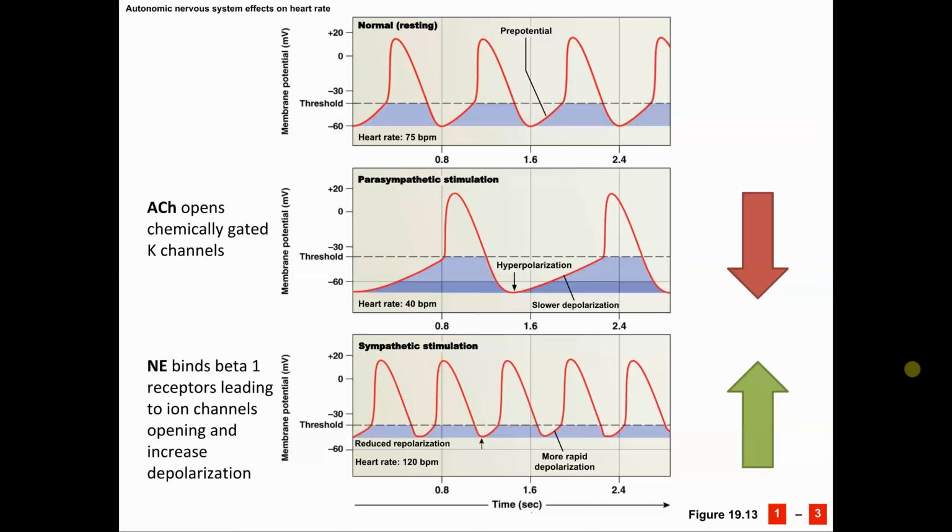For the parasympathetic response, acetylcholine is going to open potassium channels on those cardiac cells. So potassium, is it going to go into the cell or out of the cell? Okay, think about it for a second. Yeah, say that one more time. If we open potassium channels, are they going to go into the cell or out of the cell?